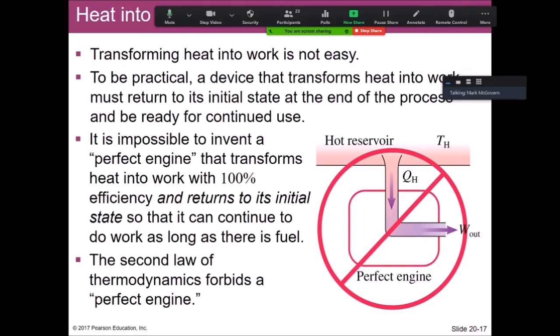Let me give you an example of this, right? A car. I don't like cars. I don't know much about cars. Not a big car fan myself.